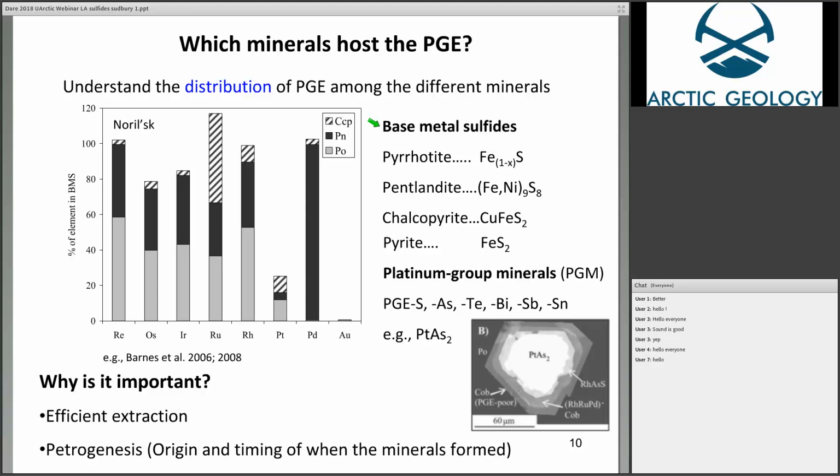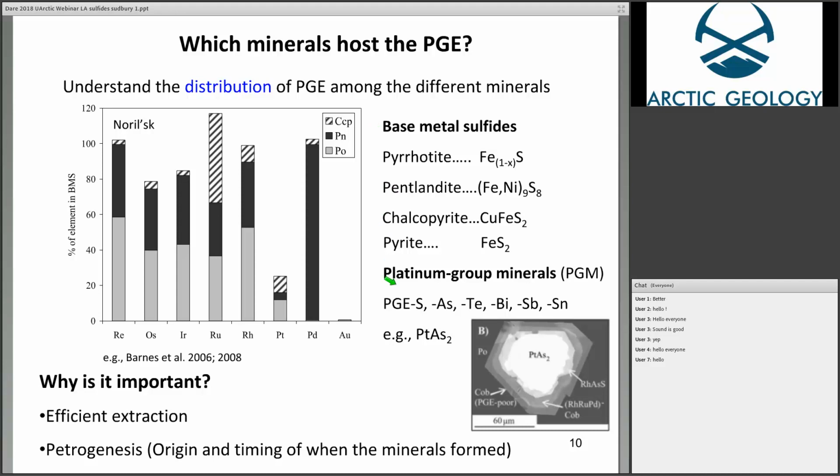So this is important, as I mentioned, to help improve the extraction, which mineral do you target, but also this can really help us understand the petrogenesis of these PGE deposits, the origin and timing of when each of these minerals formed, which is what the rest of this talk will be about.